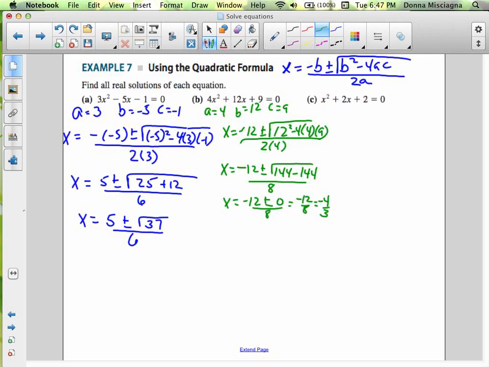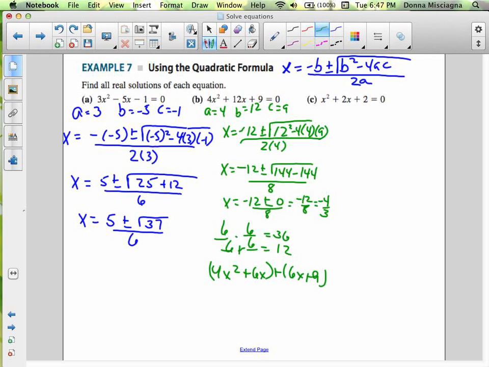So this one was factorable. So let's just take a look at factoring. So a times c, 4 times 9 is 36. Two numbers that multiply to give us 36, but add to give us the b term of 12 is going to be 6 and 6. So it's a perfect square. 4x squared plus 6x is a group, plus 6x plus 9 is a group.